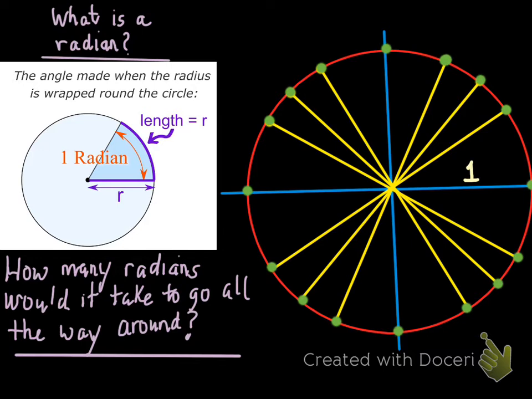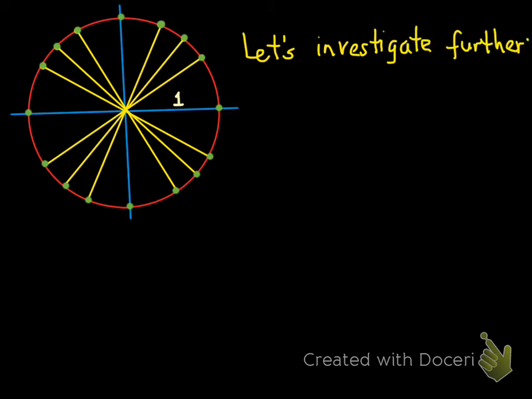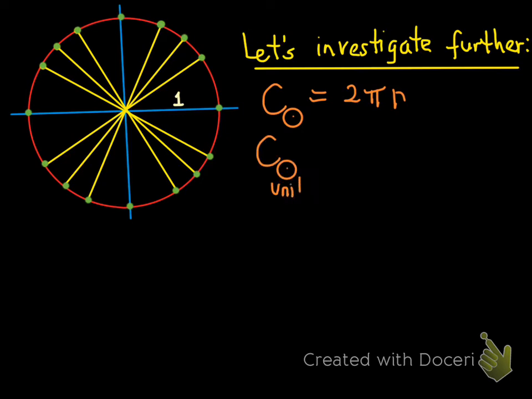Let's take a further look at this. Again, here's our unit circle with radius 1. Let's investigate this a little further. First of all, think back. I know the circumference formula for any circle. The circumference of any circle has formula 2 times pi times radius. And if I wanted to figure out the circumference of the unit circle, I know the radius is equal to 1. So I'd have 2 times pi times 1. Simplified, the circumference of the unit circle is equal to 2 pi.